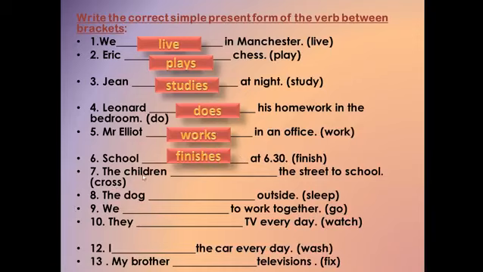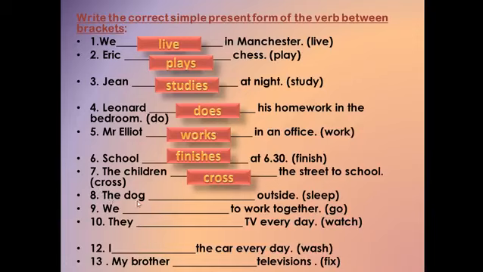Number 7. The children, the street to school, and I have cross. So the children cross the street to school. Why cross? Because the children is the subject they. So if the subject is they, I, or you, or we, my verb stays the same in the present simple. So the children cross the street to school. This is a repeated action, so I use the present simple.